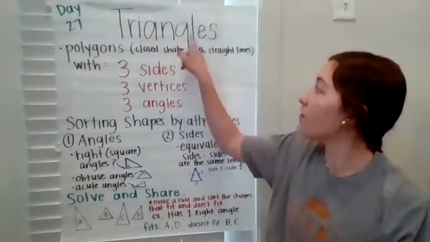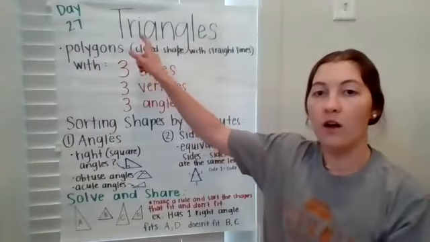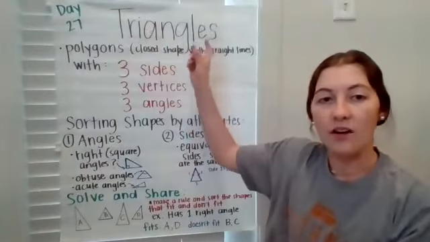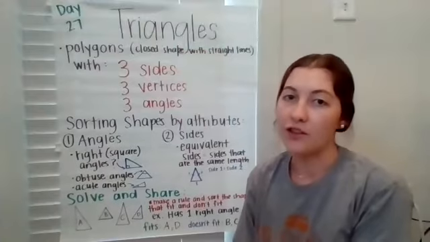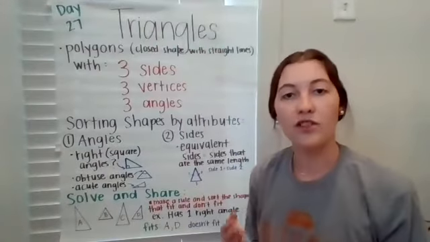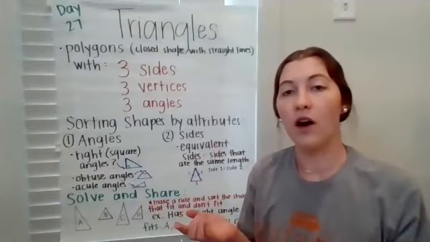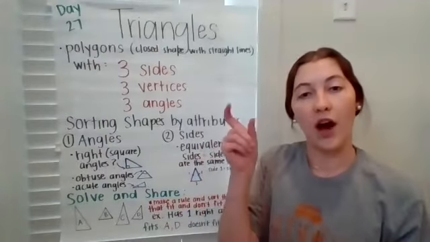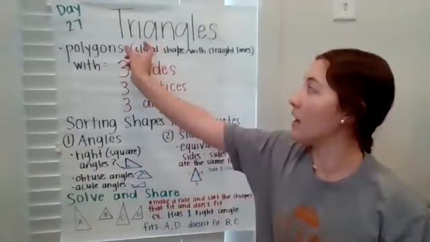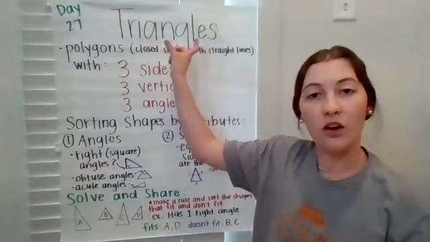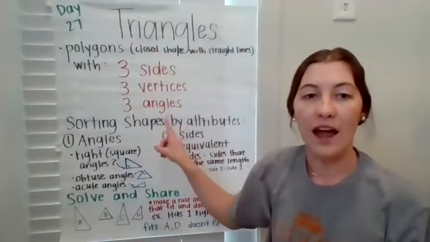So triangles, if we see this word, we see the part tri and angle, and that gives us a clue about the attributes of triangles. Remember, the attributes are just characteristics, what a shape is like. And so a triangle, we hear tri, and tri means three, and then we hear that word angle, so it's going to have three angles.